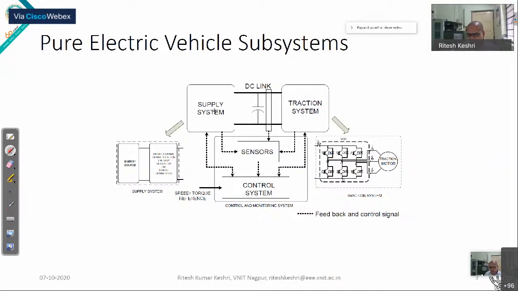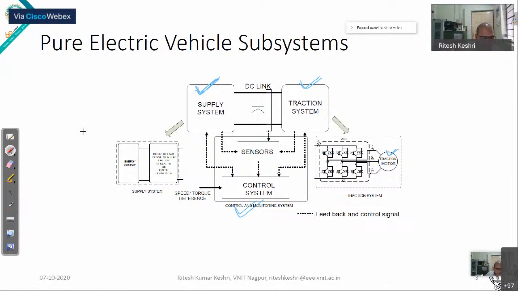Then, of course, inside the motor controller, you will see that some control circuitry is made. Some sensors will be there. So we can classify the whole electric vehicle system into multiple subsystems. And what are those? They can be your supply system, traction system, control and monitoring system. In the traction system, you have a traction motor together with a voltage source inverter. Please remember that only if your traction motor is an AC motor will you use a voltage source inverter. If your traction motor is a DC motor, then you have to use a DC converter. In the supply system, you'll find that different possible energy sources are there, and what are those energy sources?